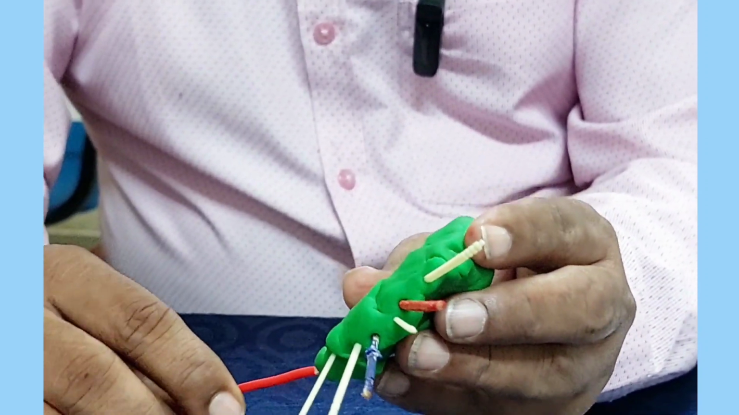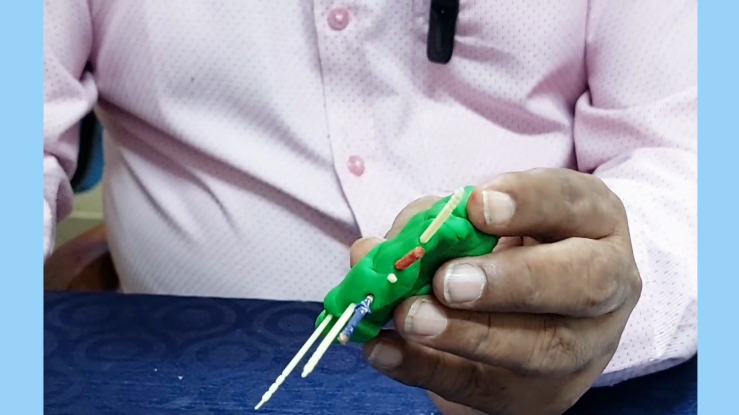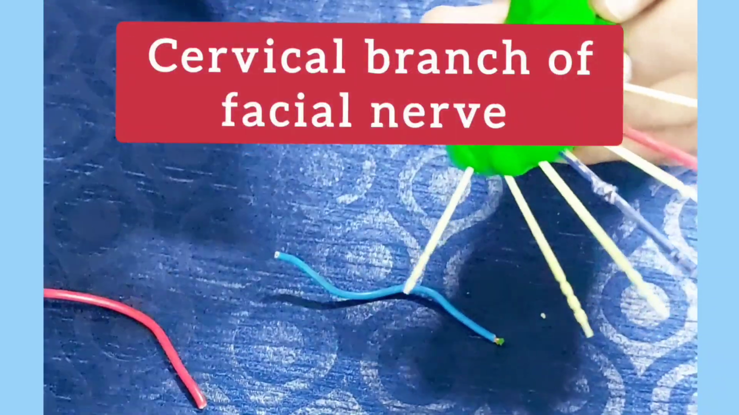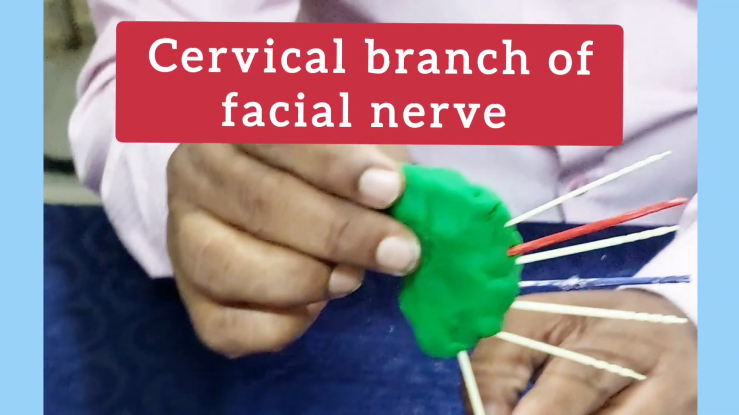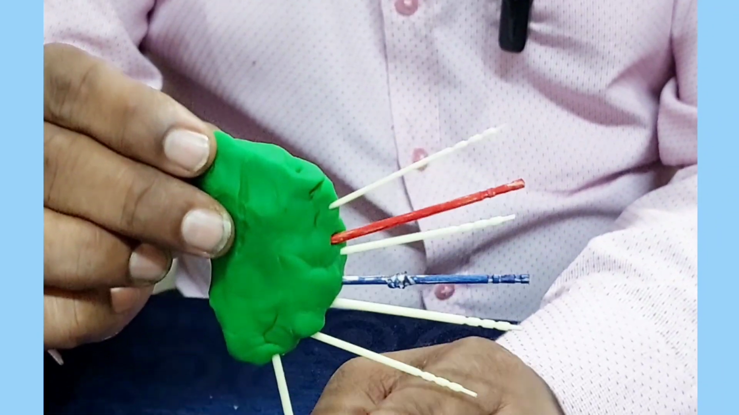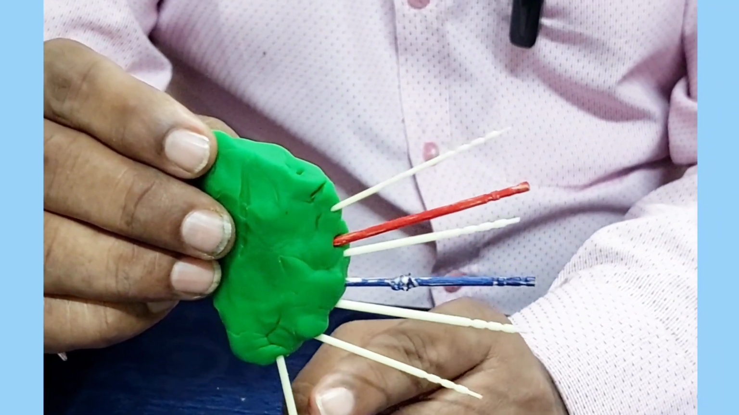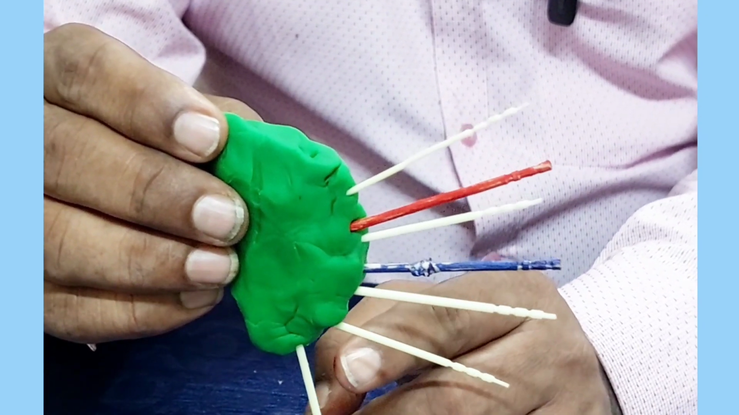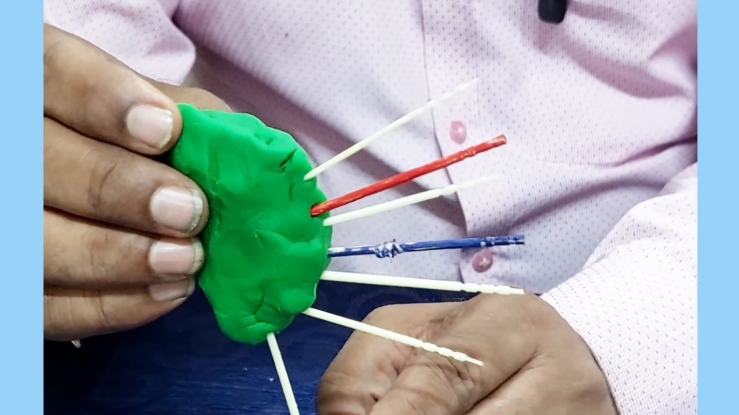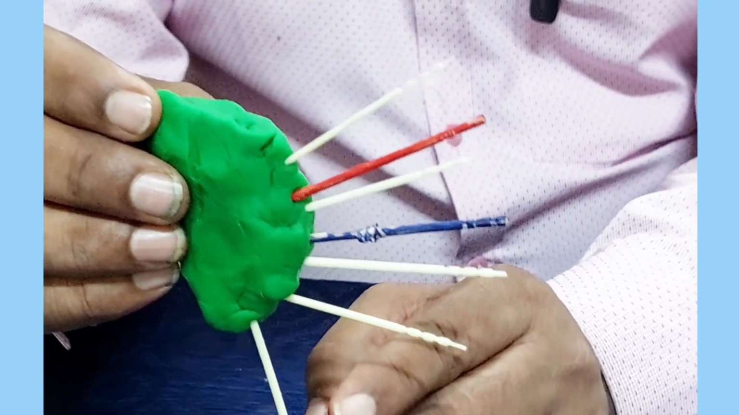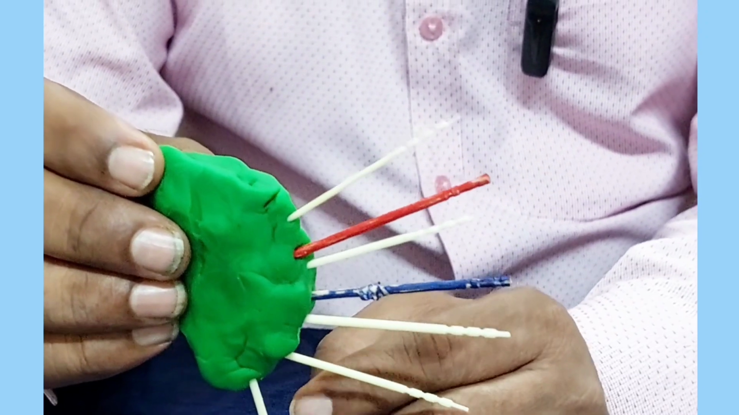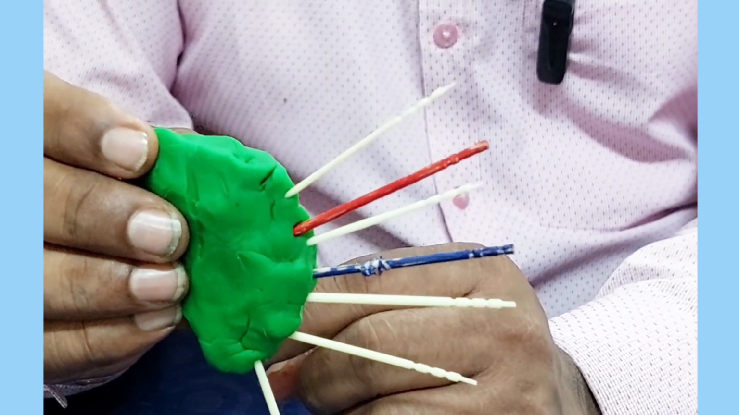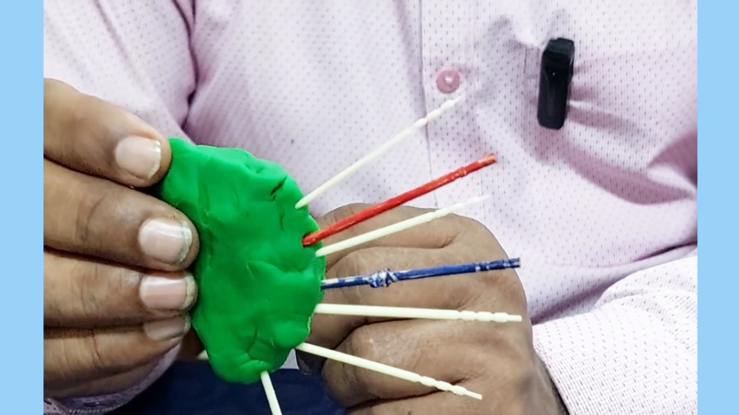Here also one nerve comes out, that is the cervical branch of the facial nerve. This branch supplies the platysma, which is a muscle in the superficial fascia of the neck, mainly in the neck region and partly in the face. It is supplied by this cervical branch of the facial nerve, that is, the platysma.